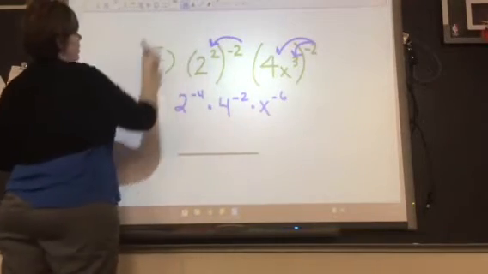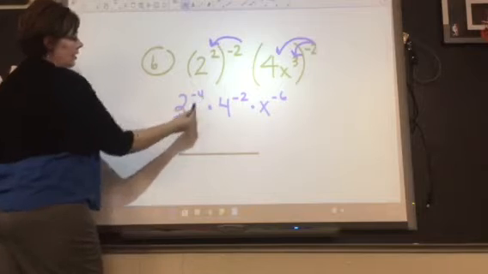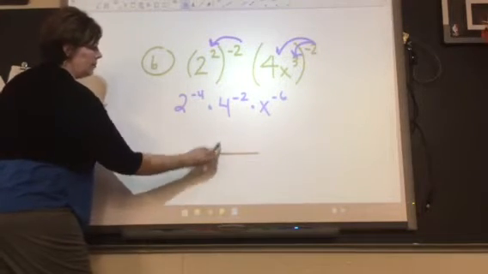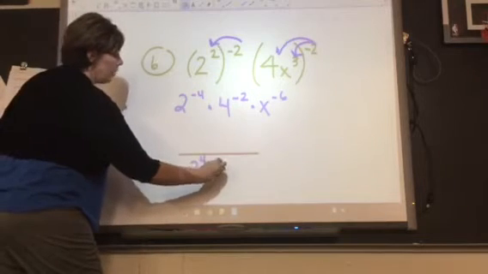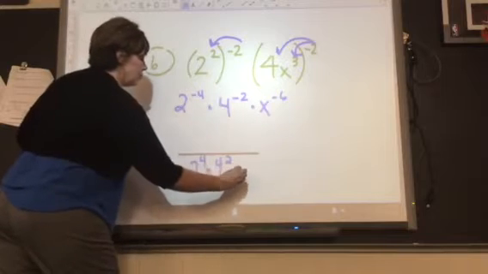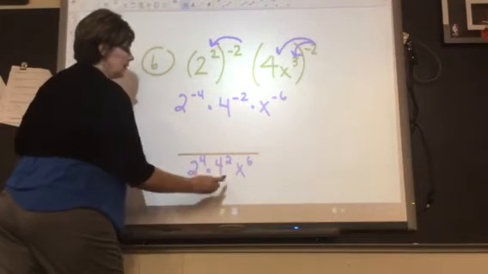Make a fraction bar. Okay? All right. 2 to the -4: I'm going to drop it positive and make it 2 to the 4th in the denominator. Times 4 to the -2: I'm going to drop it positive and make it 4 squared in the denominator. X to the -6: I'm going to drop it positive and make it x to the 6 in the denominator.